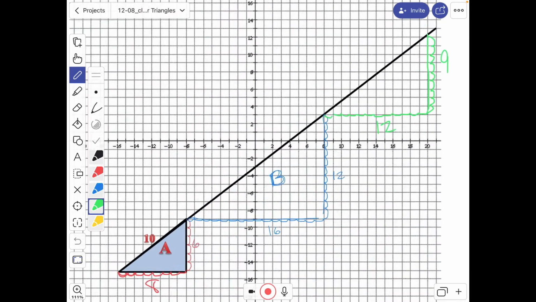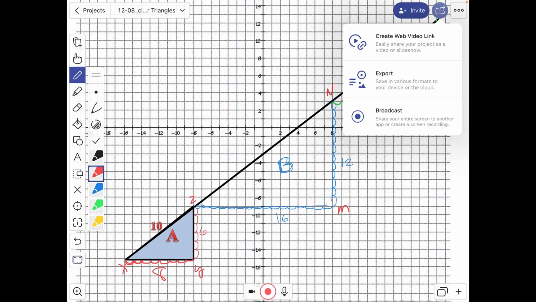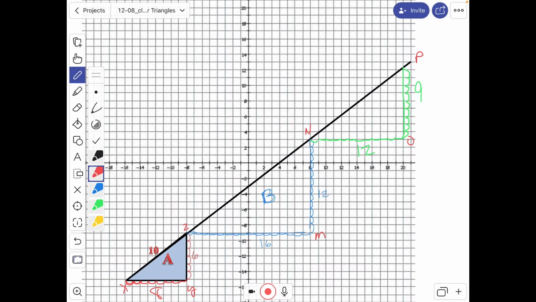We can also set up proportions using these similar triangles. So I'm going to label these X, Y, Z, M, N, and so I can set up some proportions.